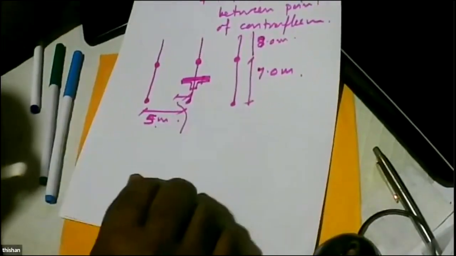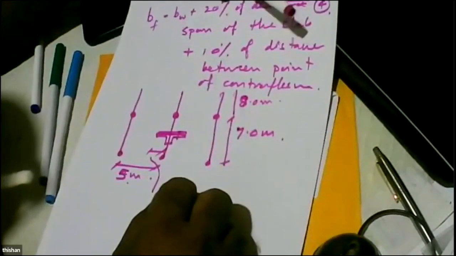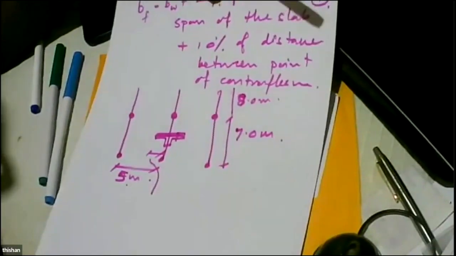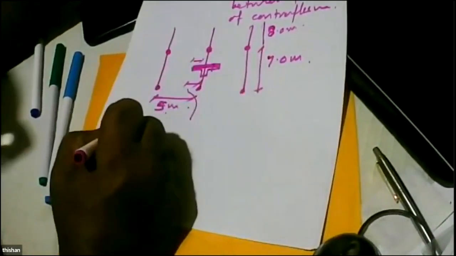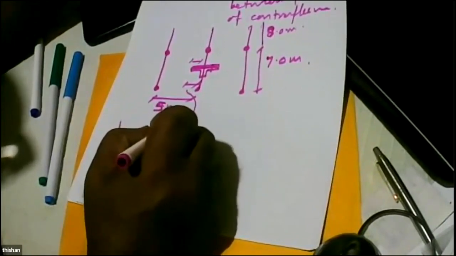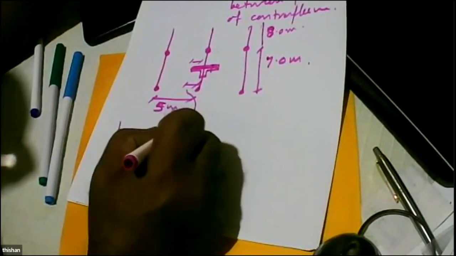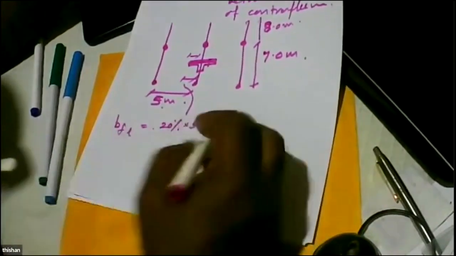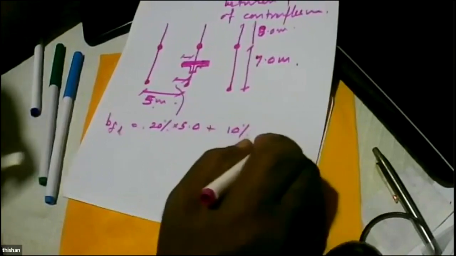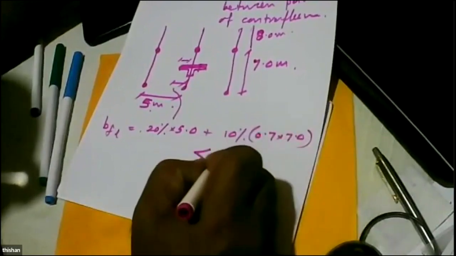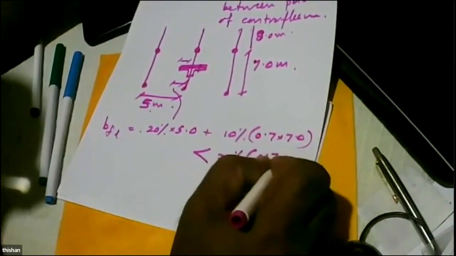So the rule is, BF is equal to BW plus 20% of the span of the slab, 20% of the distance between points of contraflexion. So what is this side? BF left is equal to 20% of 5 meters, plus 10% of the distance between points of contraflexion, 0.7 times 7. But it has to be less than 20% of 0.7 times 7.